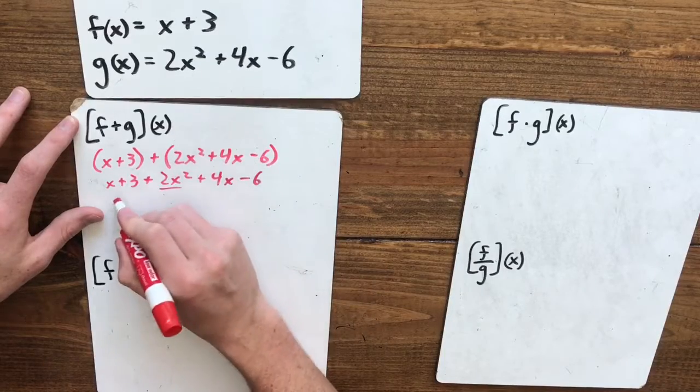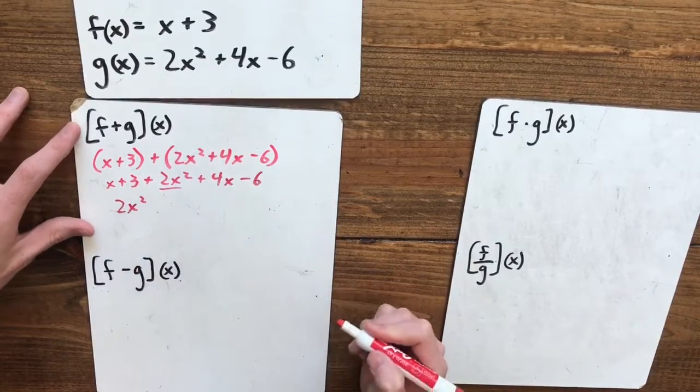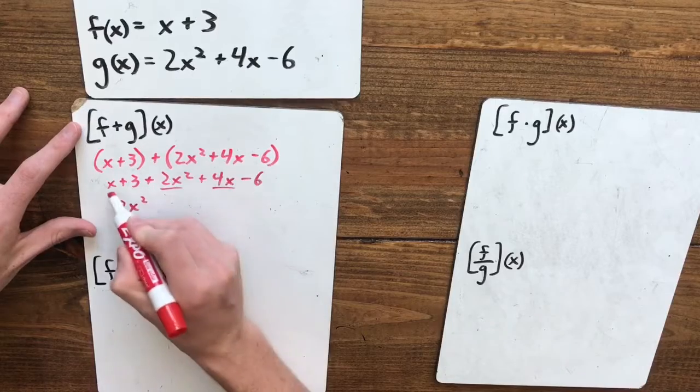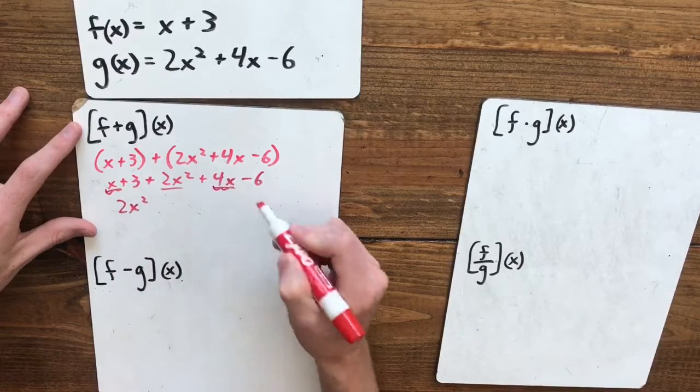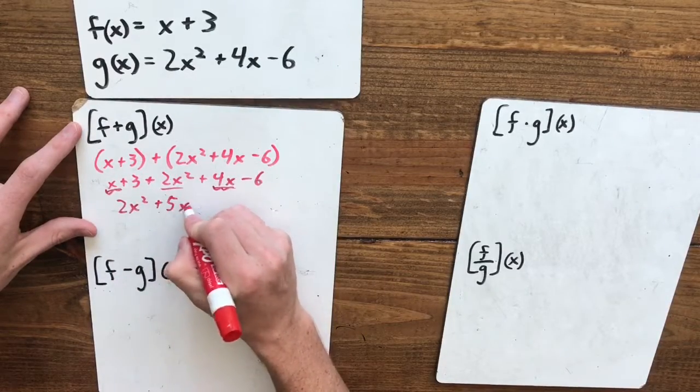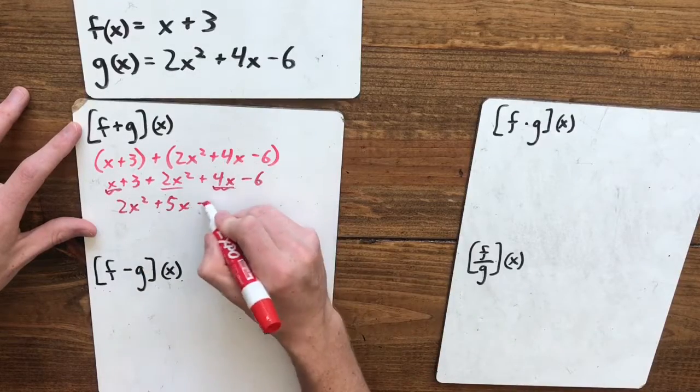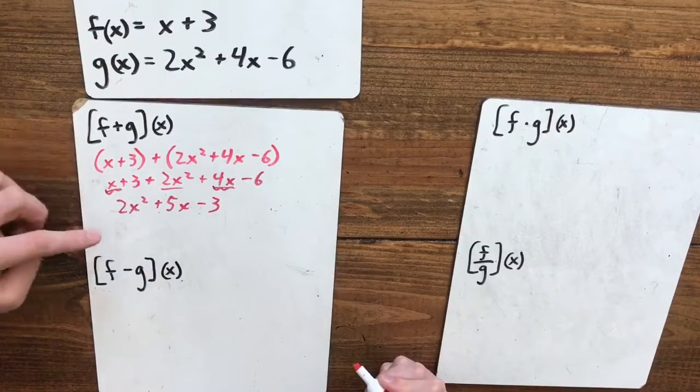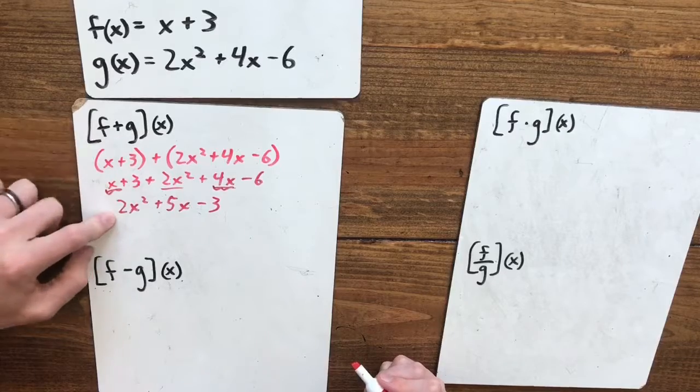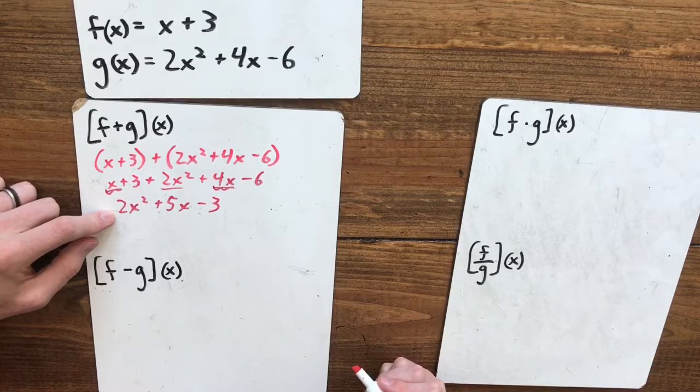I don't have any like terms for my 2x squared. It's going to go in front here. We've got 4x and x, well, that gives us 5x. And then we've got a 3 minus 6, which gives us a negative 3. So there is our f plus g of x.